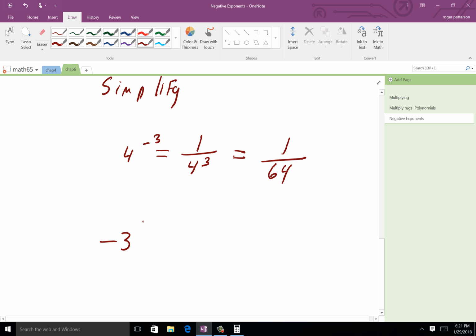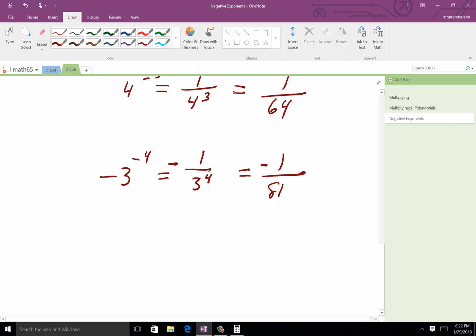Negative 3 to the negative fourth. Okay, so here the negative is not in the parentheses with the 3. So then I'm just going to go 1 over 3, I'm going to stick a negative out in front, to the fourth. And then 3 to the fourth, 3 times 3 is 9, times 3 is 27, times 3 is 81. So it's going to be a negative 1 over 81. Okay, so again, the negative exponent is going to move that down to the bottom, and then you work with it from there. All right, so you're thinking, oh, these negative exponents aren't really that bad.